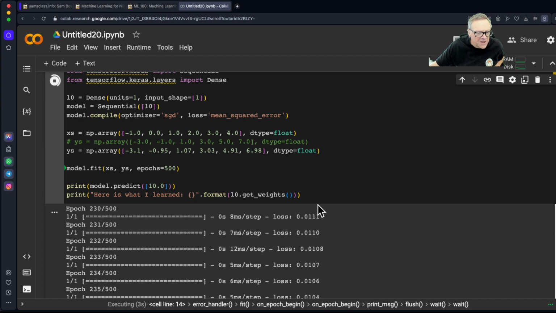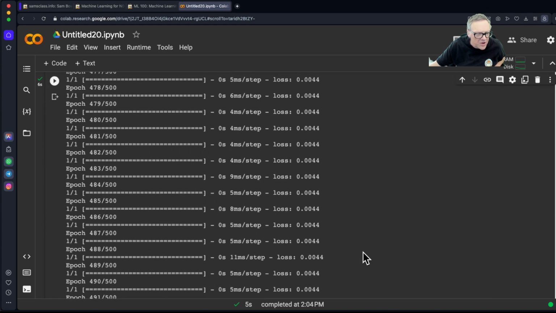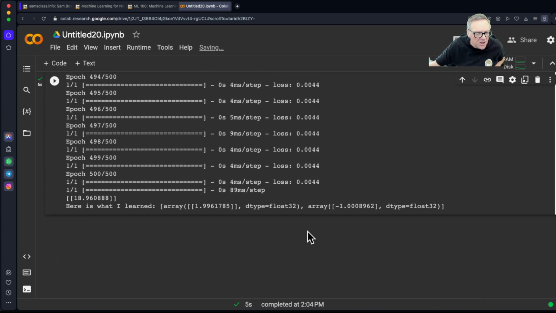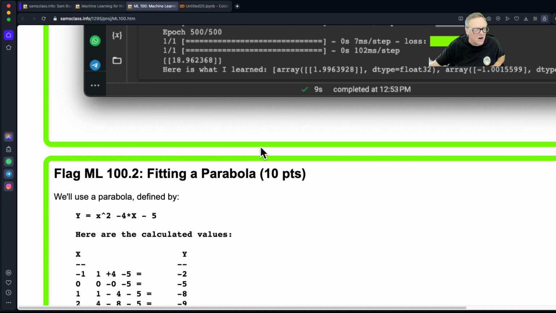And here it goes. The loss is getting down to 0.05, 0.04, 0.04. Not as small as before, but still pretty small. And again, it learned the values 1.99 and minus 1.00, very close to the right answers of 2 and minus 1. So it was able to tolerate some degree of error.